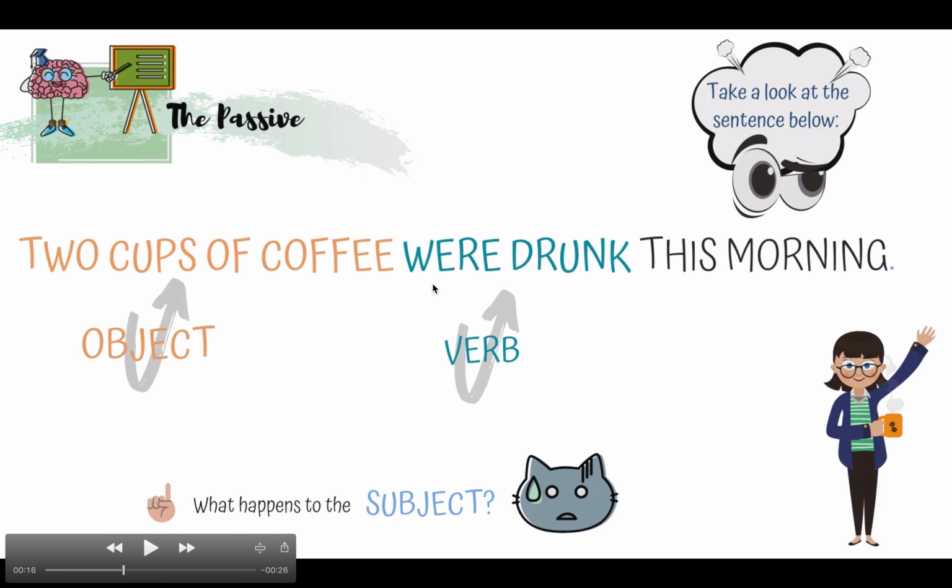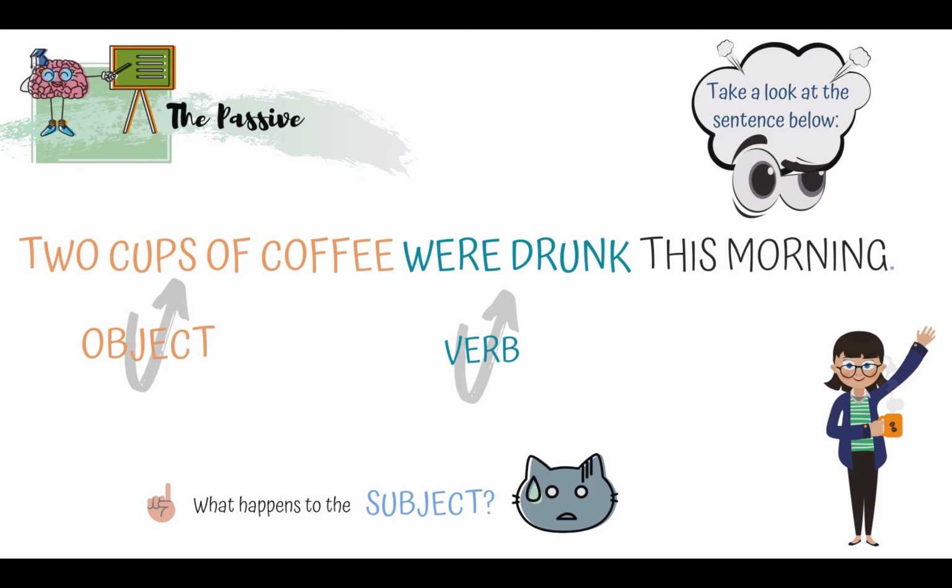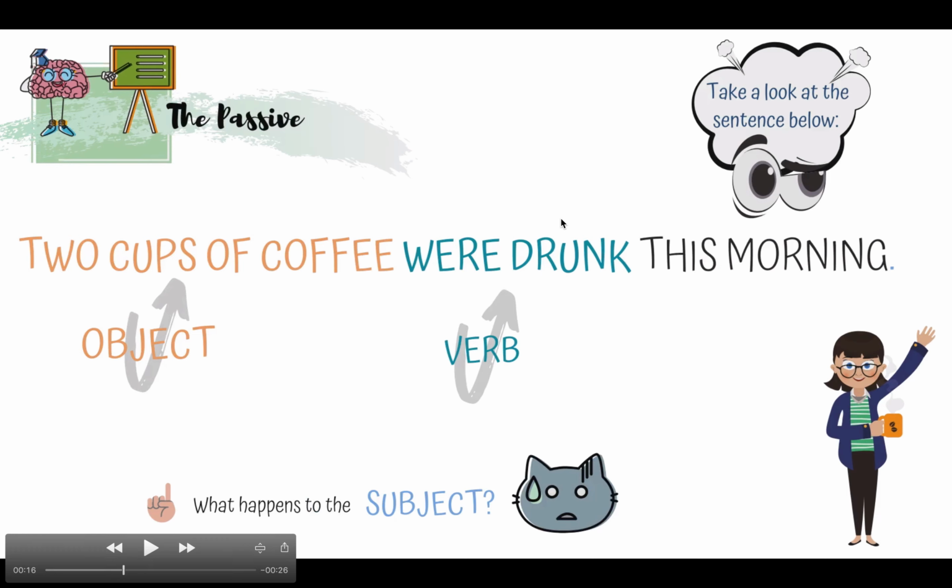So the verb to be in the past simple, because our active sentence was a past simple sentence, plus the verb that we're using in our sentence in the past participle or third column. Now, interestingly enough, this sentence doesn't have a subject. Well, what happens to the subject then in a passive sentence?